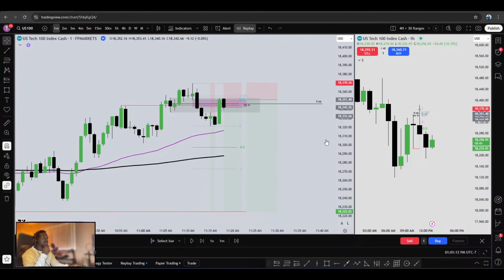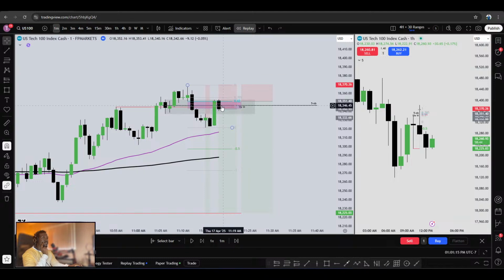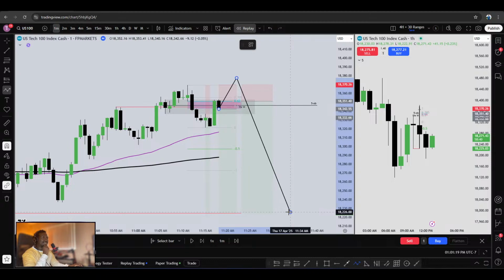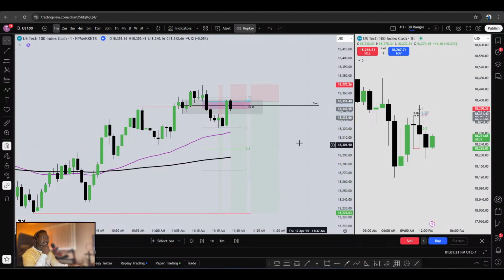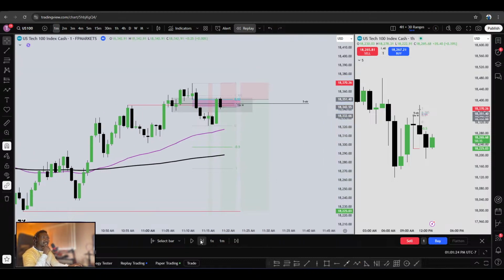Now this is assuming the price didn't come up, because that could happen. Price didn't come up, and then so let's see what happened, because that could be a possibility. That's what happened.